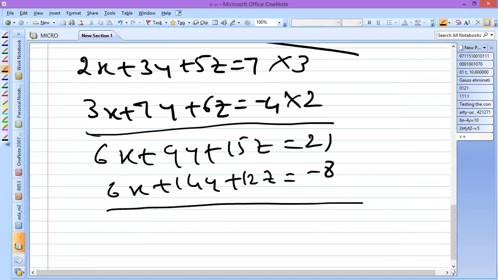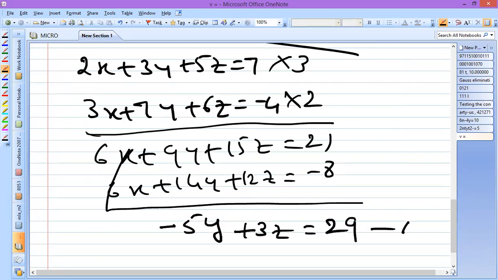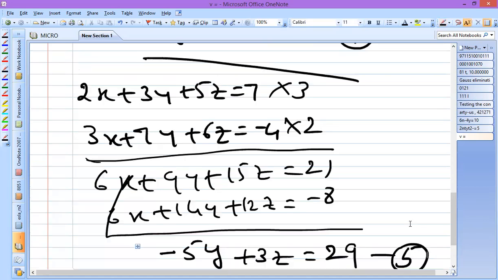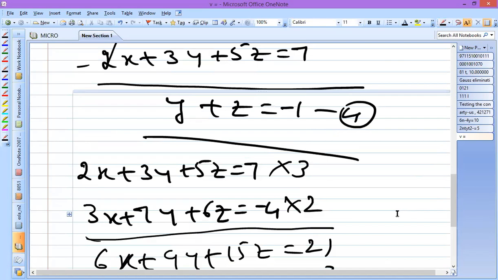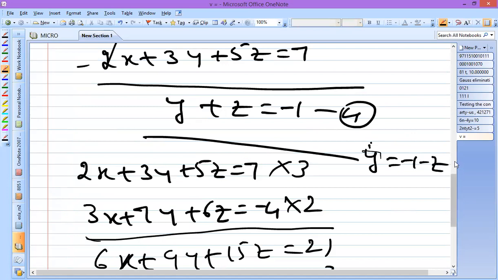6x gets cancelled. 9 minus 14 is -5y. And here 3z plus 3z... is equal to 30. This is equation number 5. So now from equation number 4, what can you write? y can be written as -1 minus z, right?